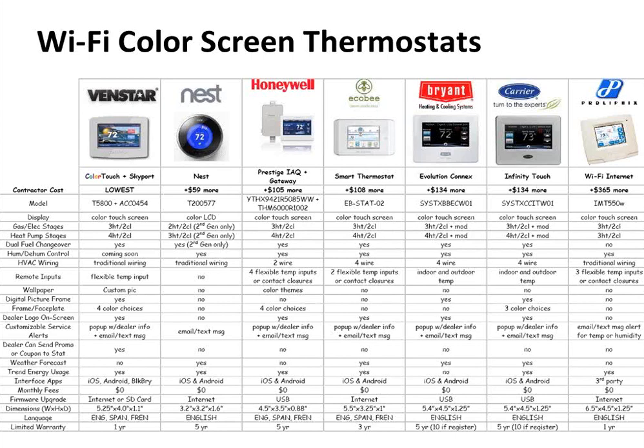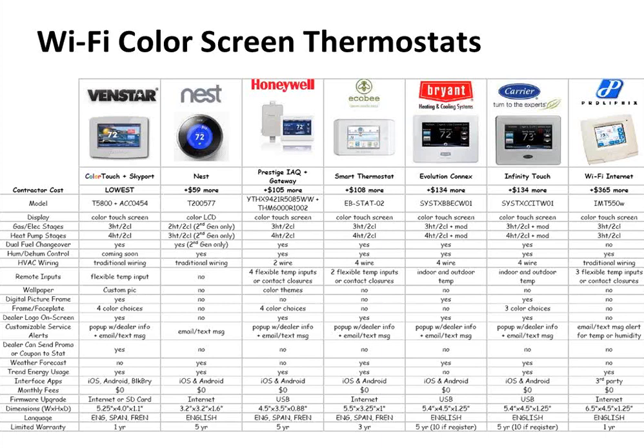Most of the stats have the ability to have remote temperature inputs. The Ventstar ones, you can do room temperature sensing, or you can do outdoor air temperature sensing. The Nest ones have no remote temperature inputs. The Honeywell one has 4, which is the best out of all of them. You can use them for temperature or contact closure. So you can have supply and return temperatures. You can have outside air temperature. You can have remote room temperature sensing. You can have contact closures if something happened, like a sump pump switch or something like that.